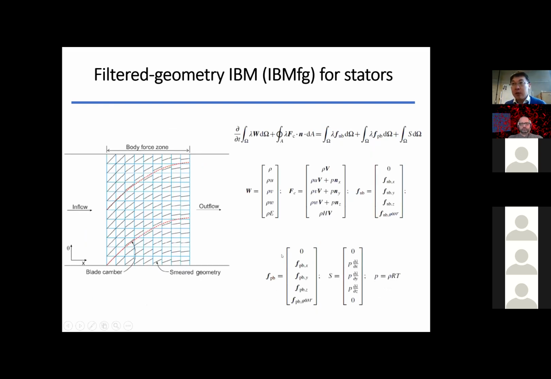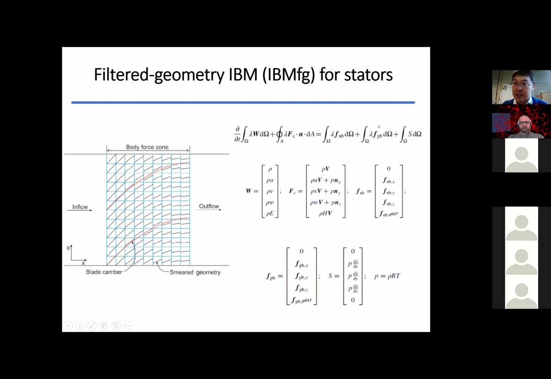And another component introduced in this hierarchy modeling is on the geometry. So for the downstream stators, both in the high bypass and in the core, we use the filter geometry methods. The filter geometry method has basically three different types of body force term. The first part is the blade normal force, whose function is to turn the flows following the camber line of the blade to give the right flow turning across the stage, the stator actually.